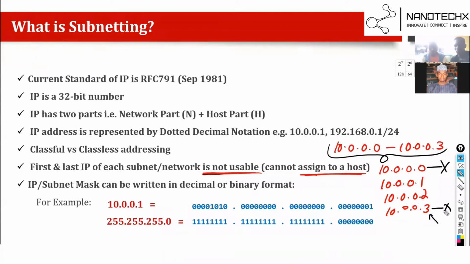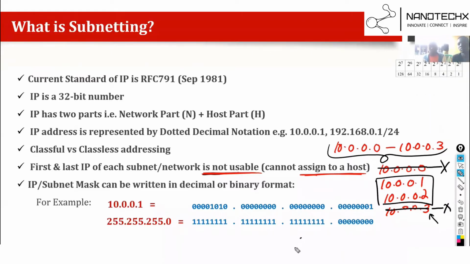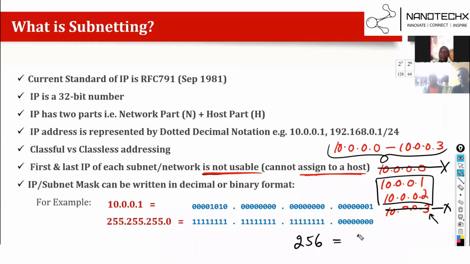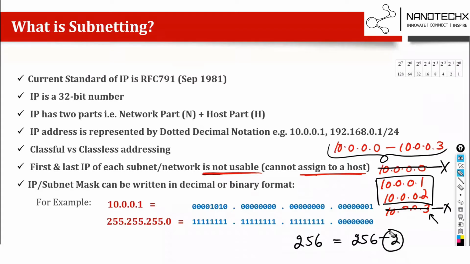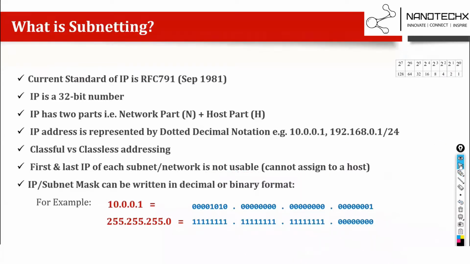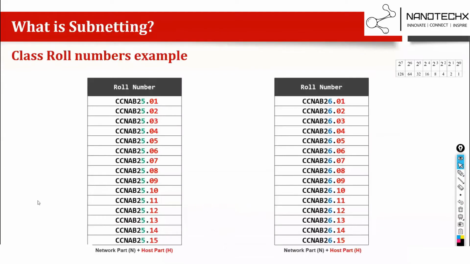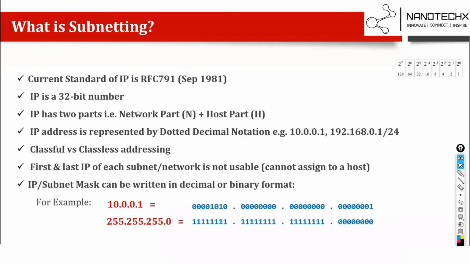So the first cannot be used, the last cannot be used, only the middle part can be used. So if somebody has 256 hosts, we always have to make sure, if somebody asks how many are usable, to subtract 2 always. And the minus 2 is because the first and last IP cannot be used. So out of 256, we can only use 254 always, right? And I already explained IP and subnet mask, how they can be written together. We went through the example of class roll numbers to understand the network and the host portion as well. Now let's go to an example.